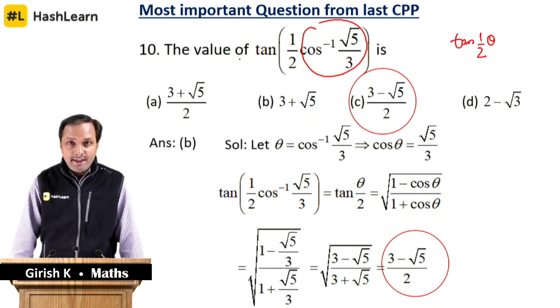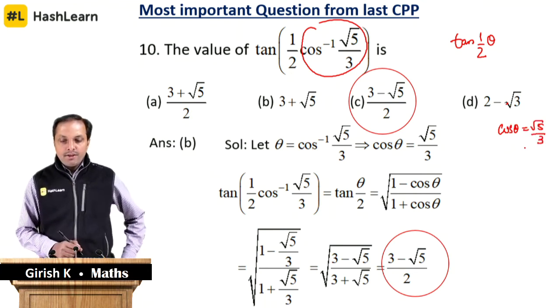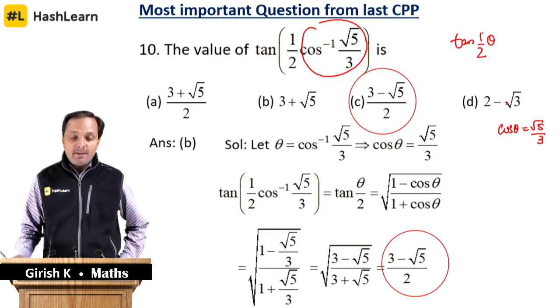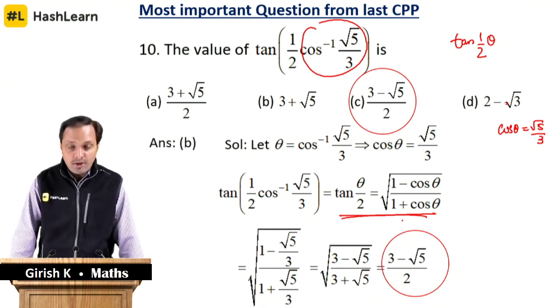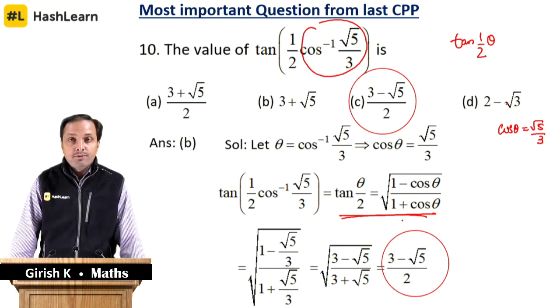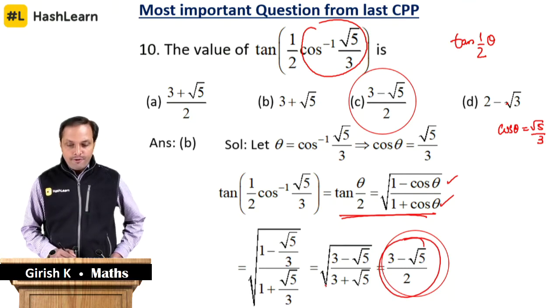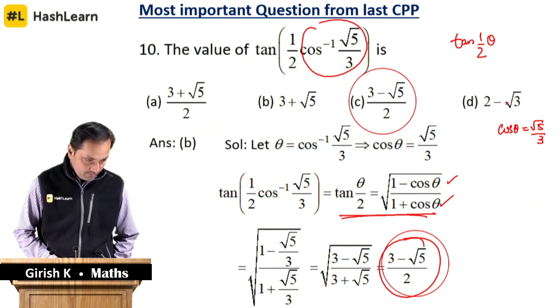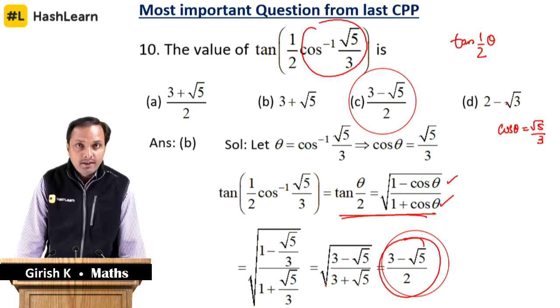So once you take theta as cos inverse root 5 by 3, then what happens to cos theta? Cos theta is root 5 by 3. So you know the formula for tan theta by 2. This is one of the most important formulas which you will use often, so make note of that formula. And cos theta is root 5 by 3. Just do the substitution for cos. You will get the final answer as 3 minus root 5 by 2. Okay. So that was the problem from CPP.